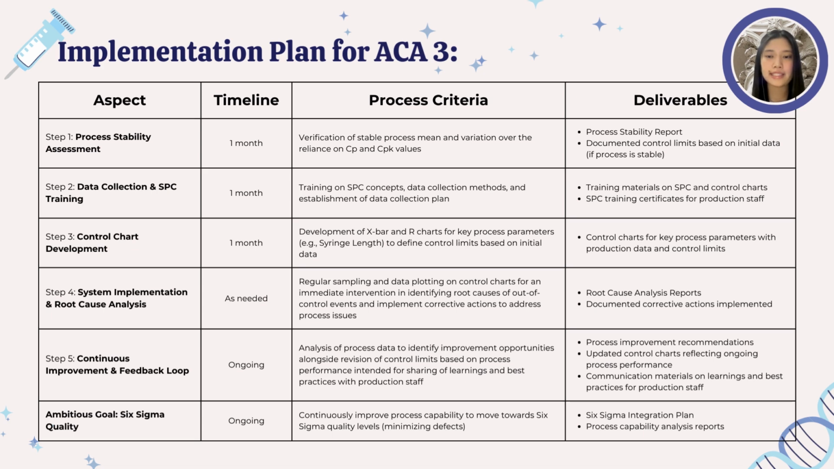The first step of the plan, taking 1 month, involves assessing process stability. This is achieved by verifying if the process maintains a stable mean and variation over time. CP and CPK values are used for this verification. The findings are then documented in a process stability report, which includes control limits established based on the initial data, assuming the process is indeed stable.